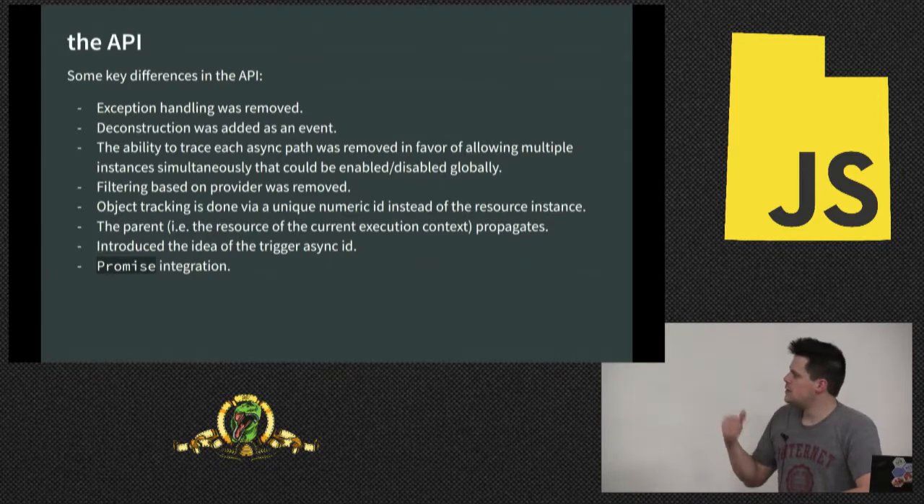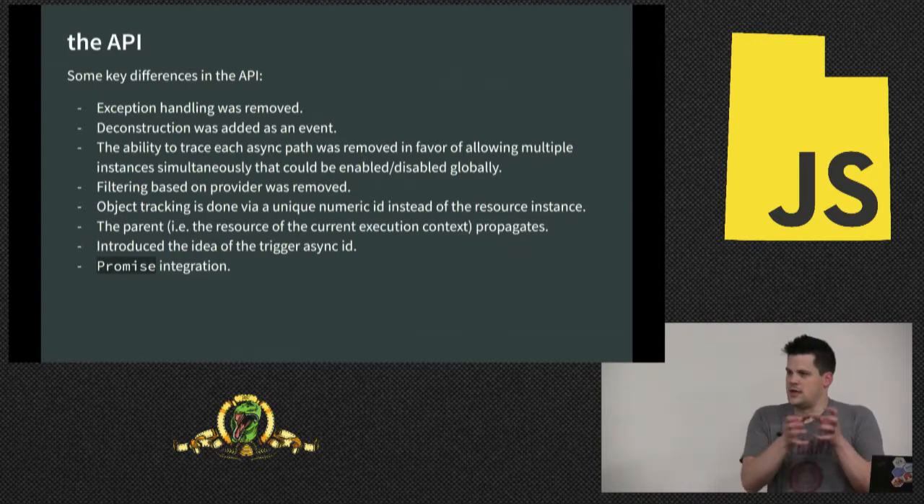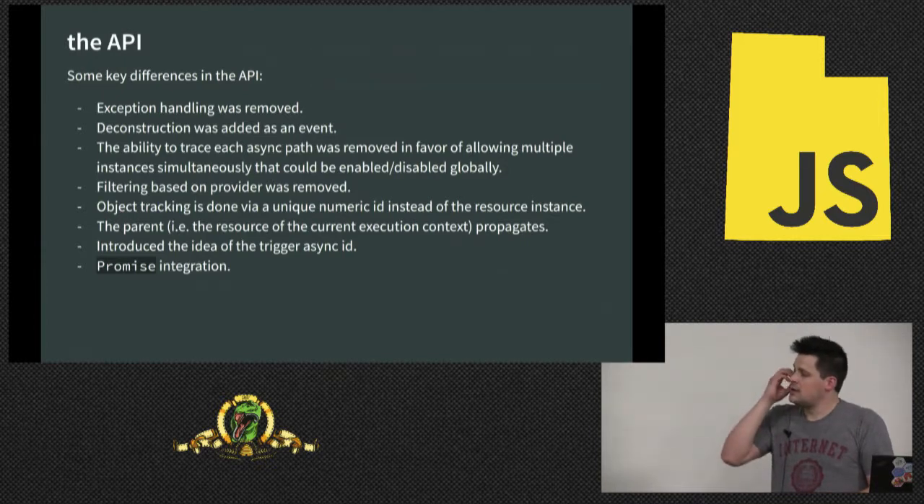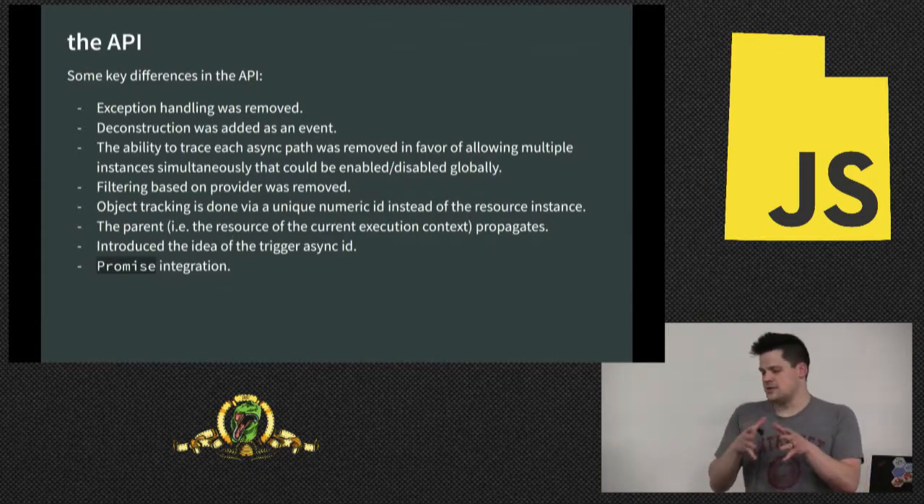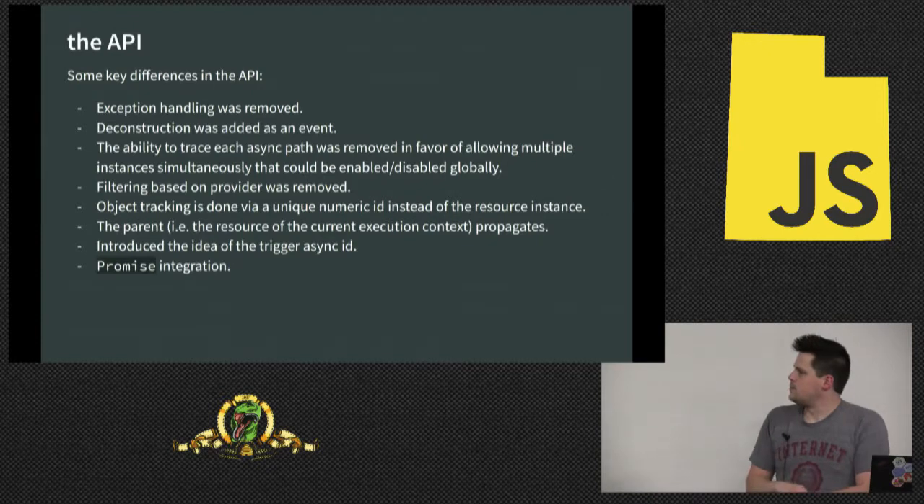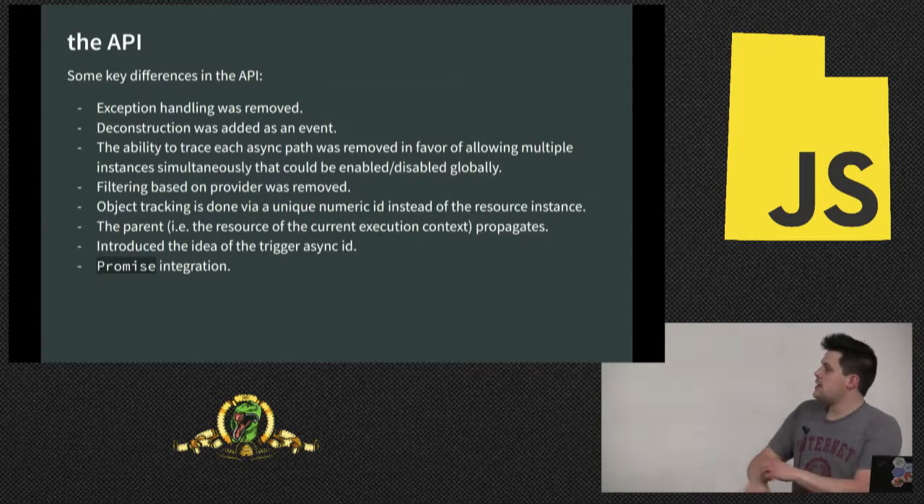Filtering on provider was out. Other developers decided that people couldn't do that themselves. So object tracking was then done by unique ID. Before, say a TCP server started, it would hand you the TCP server and say, use this to track everything. Instead, we switched over to a numeric ID, and that turned out to be a whole lot faster. That way you could say, okay, this resource is this type, here's its ID, we'll track everything on that ID. The parent, I think I discussed this before, introduced the idea of trigger async ID.